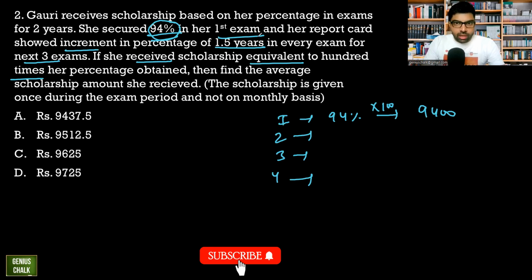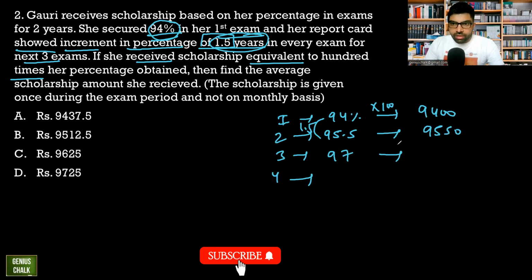So similarly, in the next year, it says it showed increment in percentage of 1.5. That means the next year the percentage will be 95.5, like 94 plus 1.5. So this time she will be getting 9550 scholarship. Next time it is 97. So again, it's 1.5 addition. Then 97 into 100, that is 9700. This is the value of the scholarship she must be getting. In the fourth exam, she must be scoring 98.5%. Right. So the value of the scholarship will be 9850.